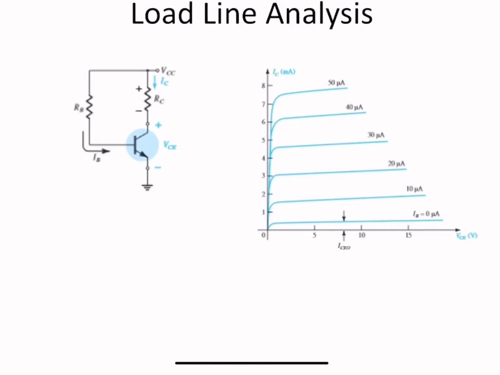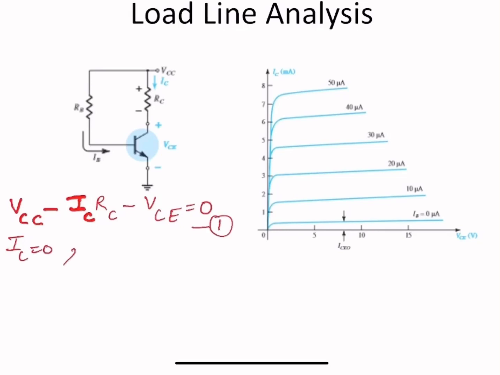Now to plot the load line on these device characteristics, apply KVL to the output circuit. When we apply KVL to the output circuit, we get VCC minus ICRC minus VCE is equal to 0. To get one point on the horizontal axis, put IC is equal to 0 in equation 1. We get VCE is equal to VCC. This gives one point on the horizontal axis whose value is VCC.